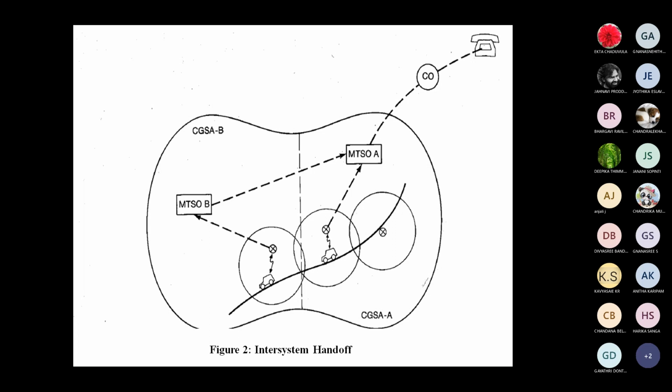How can the handoff take place? First, the mobile sends a request: I am moving from MTSO A to MTSO B. The signal goes from the mobile unit to MTSO A and from MTSO A to MTSO B. Once MTSO B assigns a new channel to the mobile unit entering the new telecom circle, the call continues without interruption of the call or data. This is called the inter-system handoff.